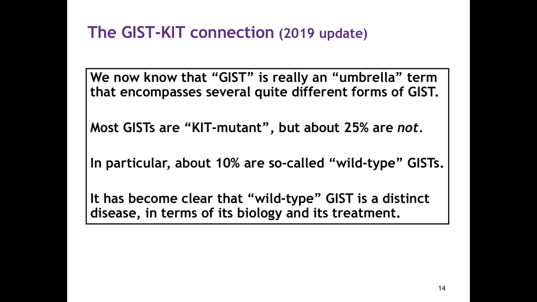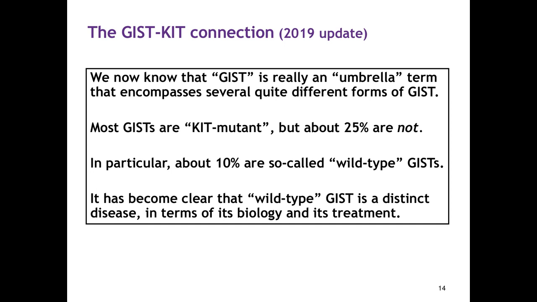It turns out that we now know that GIST, which we always thought of as being a single disease, you might really regard as being an umbrella diagnosis. Actually, there are several quite different forms of GIST which have now been teased apart by genetic and molecular analysis. So what we thought was really one disease is, in a sense, a group of different but related diseases.